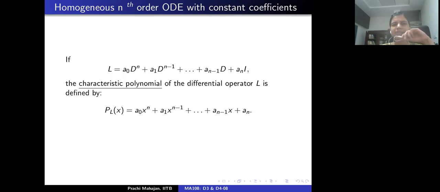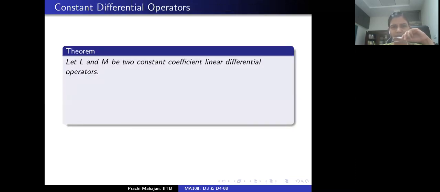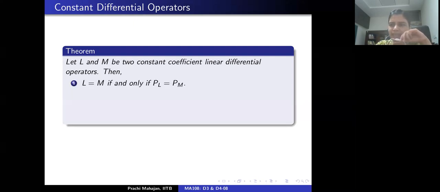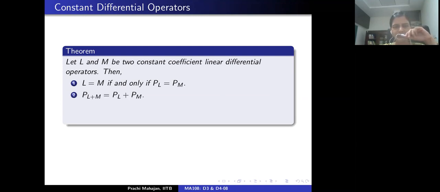So before we actually take up some examples, it's useful to run through some theory which will simplify life. What is this theorem saying? Suppose that I have two constant coefficient linear differential operators L and M. When do we say these two operators are equal? We say that L is equal to M only if the associated characteristic polynomials are the same. By definition, two operators are equal if they apply to the same function and always produce the same result. So this is equivalent to checking that the two associated characteristic polynomials are the same.